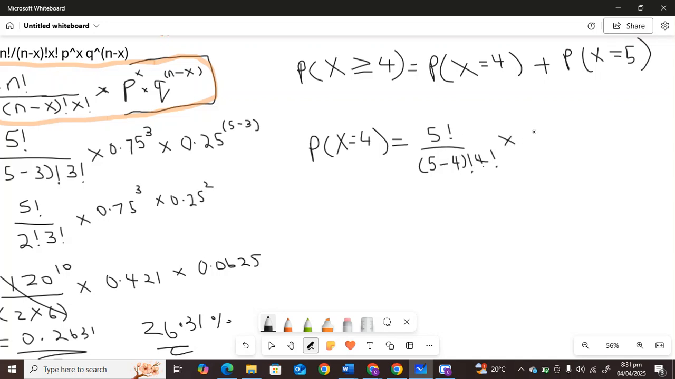Multiplied by, so we say here 0.75. Now remember here in the formula it's p to the power x. So it's going to be 0.75 to the power 4. Multiplied by q. So here q is 0.25 to the power n minus x. So n is 5, x is 4. So 5 minus 4, that is 1. So it is 0.25 to the power 1.